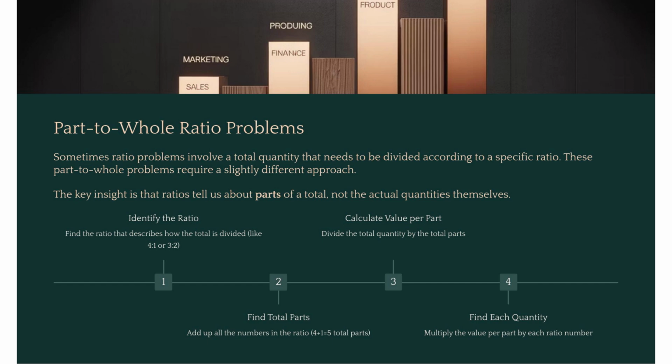Ratio problems sometimes involve the total or the whole, which means we have to add the parts of the ratio first. If you are given a ratio of A to B and the total amount of both A and B, you must first find the total number of parts by adding A plus B. Once you have the total number of parts, you can figure out the value of a single part by dividing the total quantity by the total parts.